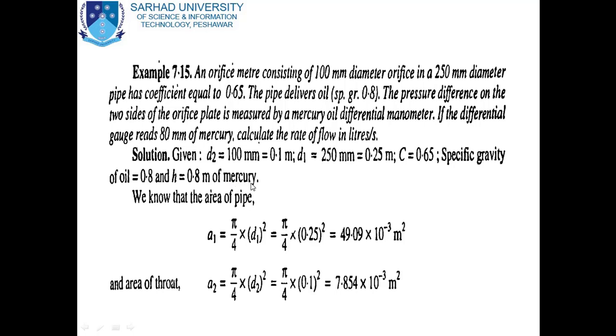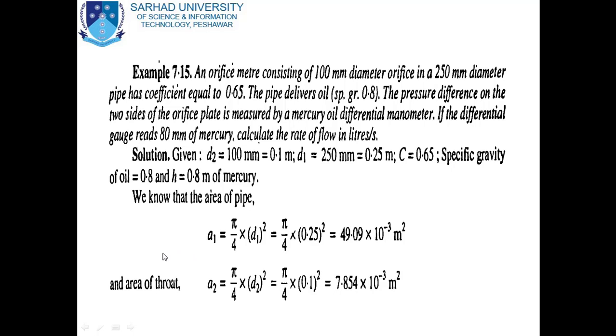H is equal to 0.08, as it is 80 mm of mercury, so H is equal to 0.08 meters of mercury. Now we know that the area of the pipe A1 is equal to pi by 4 D1 square. So put D1 equal to 0.25, and you will get the area A1, which is equal to 49.09 into 10 raised to power minus 3 square meter. So this is the area A1.